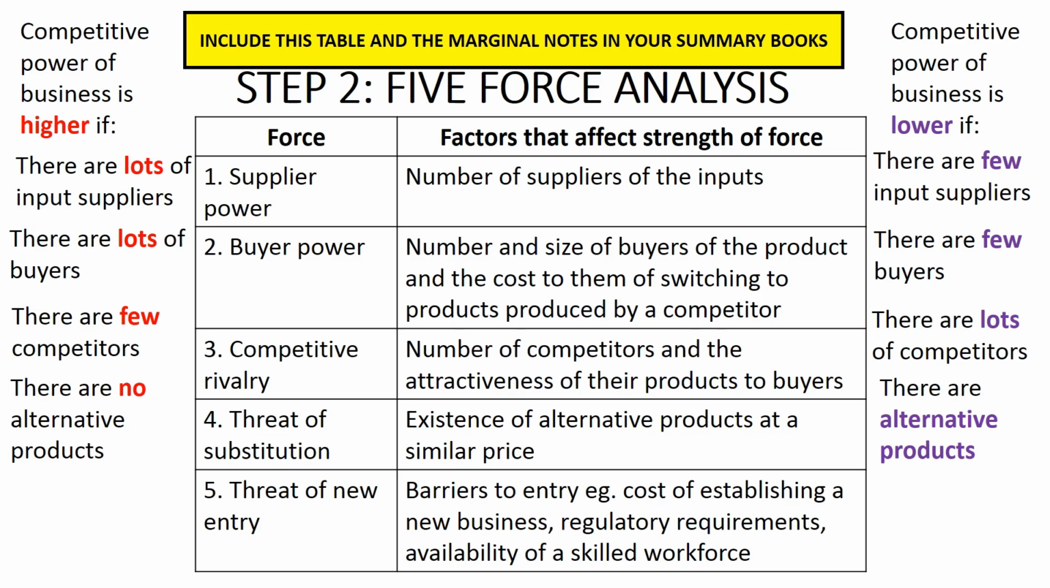The fifth and final force that we looked at is the threat of new entry. The main factor that affects the strength of the threat of new entry is the size of barriers to entry. Barriers to entry refers to how hard it is for a competitor to enter into the market and compete against the business. There may be high barriers to entry if the cost of establishing a new business is very high, or if the regulatory requirements that a business that's entering the market has to comply with are very onerous, or if it's necessary to have a skilled workforce to be able to compete in a particular industry.